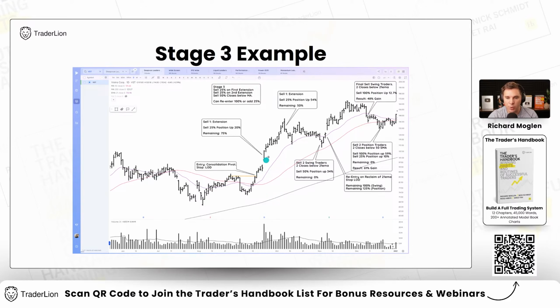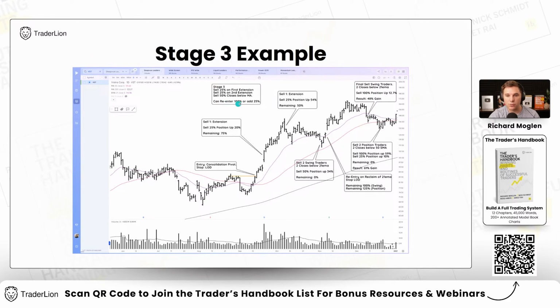So you've got that same entry point. Your first sell isn't at 5%. It's at this first extension up 20%. You're not selling a third, you're selling only 25%, looking to hold the majority for a bigger move. You've got another sell on another extension. You sell 25% at 54%. You've got 50% remaining. And your last sell as a swing trader is 2 closes below the 21 EMA. You sell 50%, up 34%. So you get a nice trade overall.